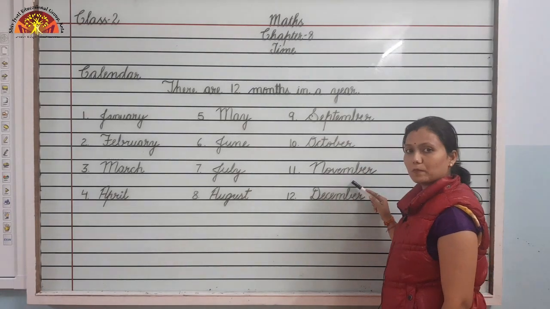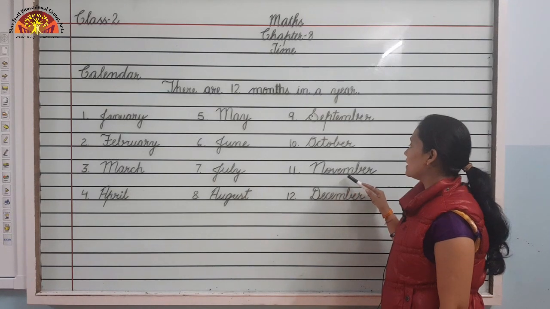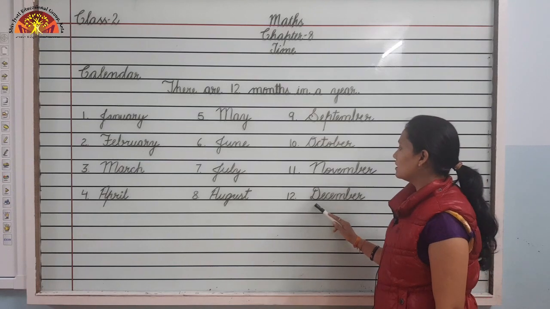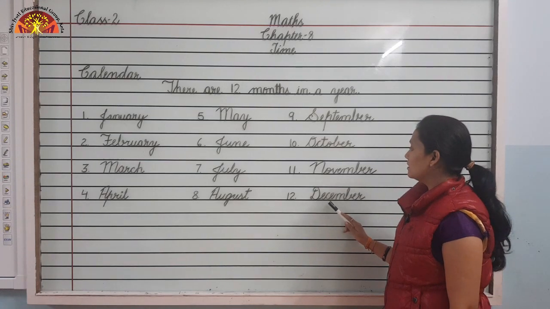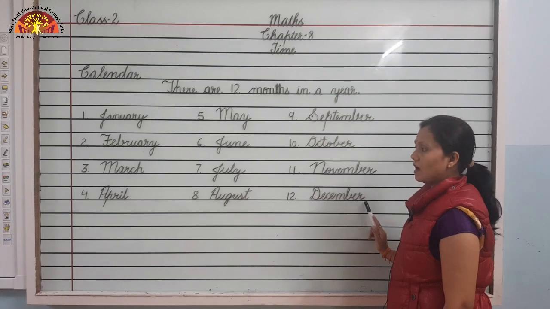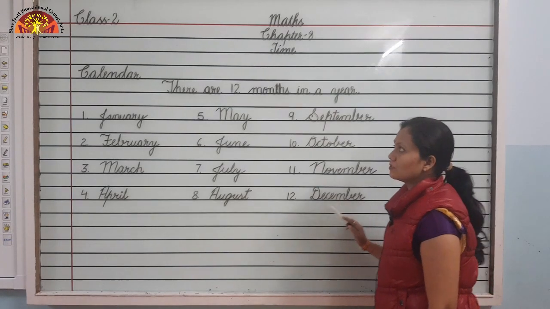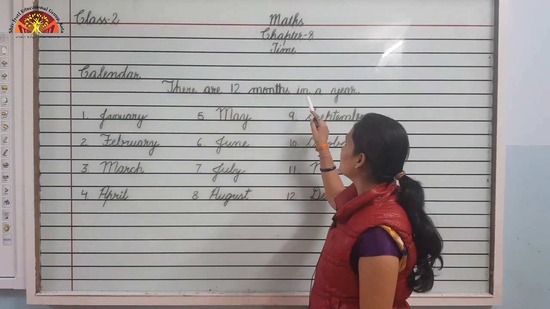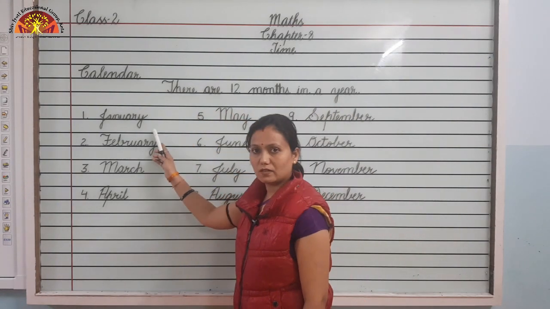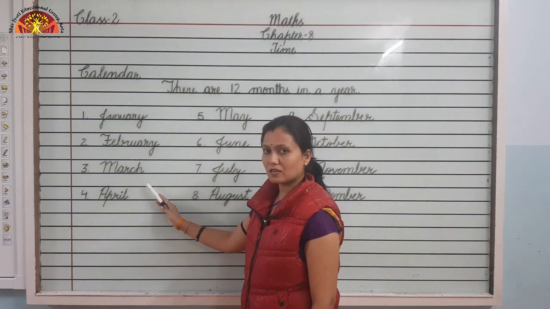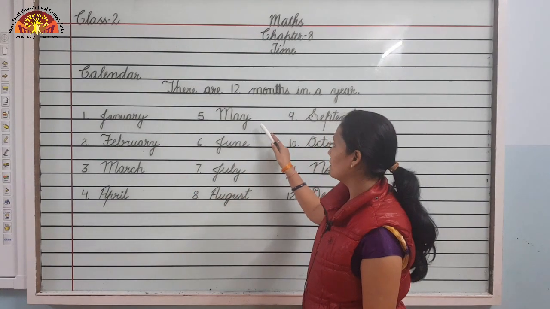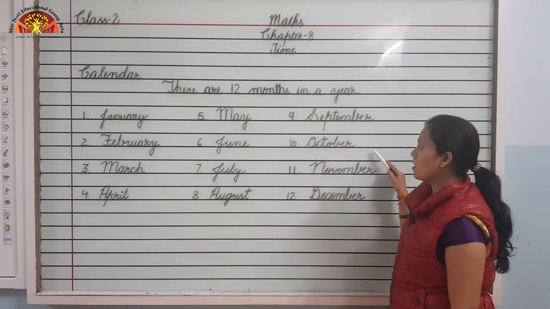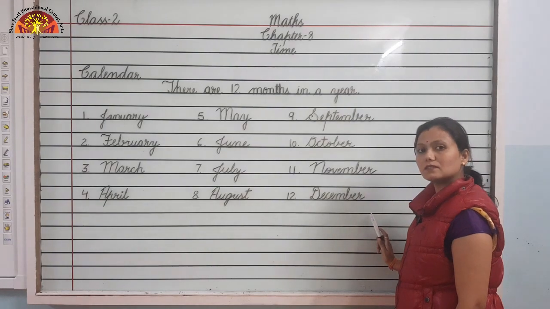After this, November. And the last month is December. So, students, how many months are there in a year? There are 12 months in a year. January, February, March, April, May, June, July, August, September, October, November and December.